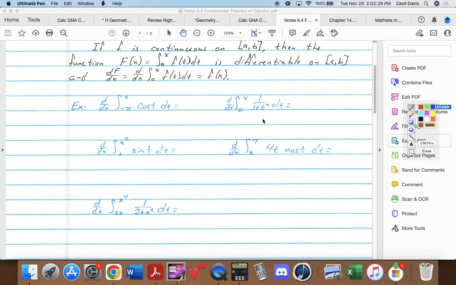So let's take a look at this one. Again, the derivative with respect to x. I've got a function going to x. Those two have to match. Doesn't matter what this constant is. It can be any constant. This is going to be 1 over 1 plus, I'll replace the t with x, and it's 1 over 1 plus x squared. That's all there is to it.